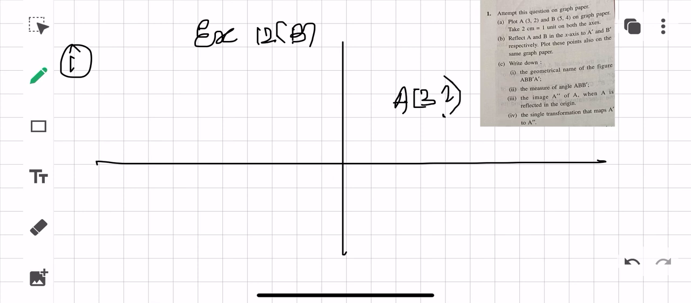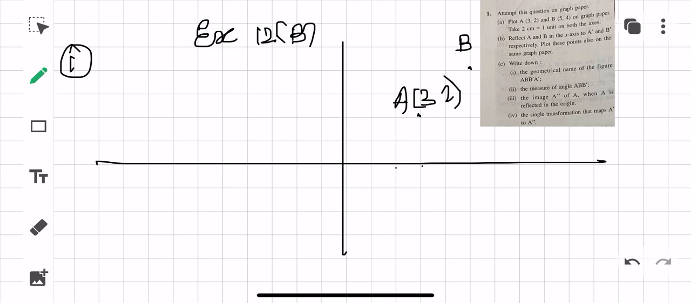The next point is 5, 4. So 3, 2 won't be here children, it should actually be at this particular point. And 5, 4 is supposed to be here. This particular point is B, which is 5, 4. 1, 2, 3, 4, 5 and 1, 2, 3, 4. So this is the point we are talking about, point B, which is 5, 4. They have given the scale also, so you can do that accordingly.